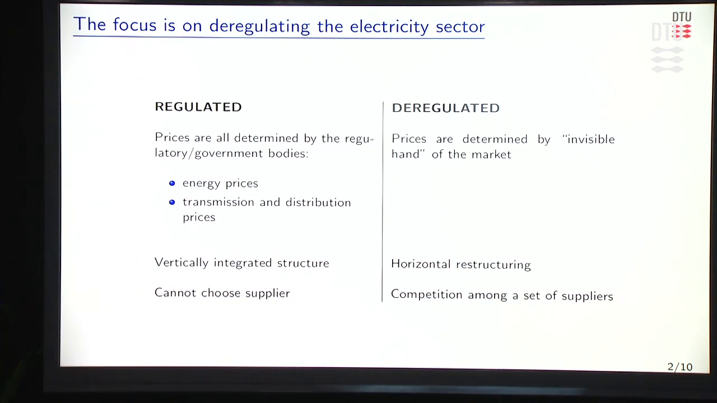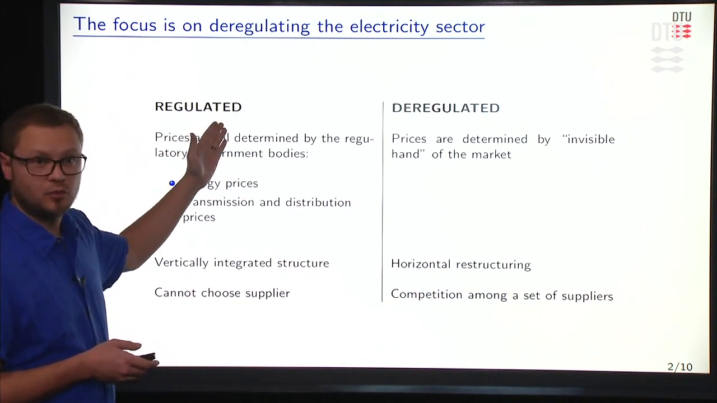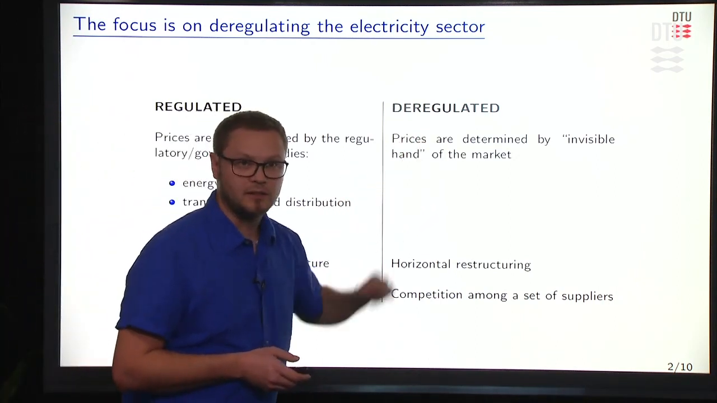of this module. Eventually, in a regulated system, one cannot choose a supplier for electric energy, and this is something that was the case until quite recently in many European countries, for instance. The process of deregulation means moving from this regulated system to a deregulated system.